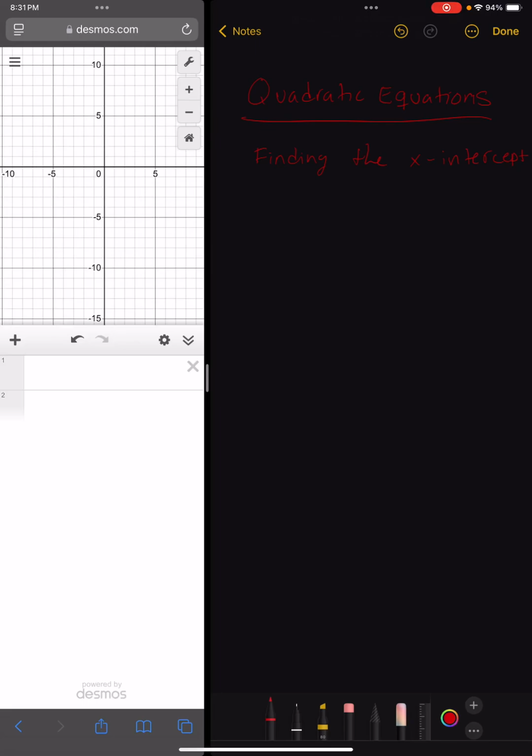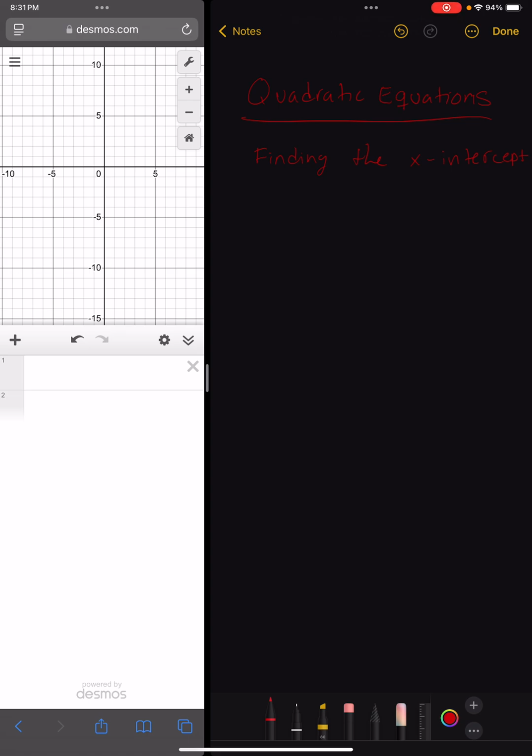So, one lesson that I've taught countless times in my math class is dealing with quadratic equations and finding the x-intercept of the parabola. So, I'm just going to walk through the steps, and I actually think Desmos is a great tool to help students visualize it who maybe have a hard time understanding what it is that we're looking for and how to find it.